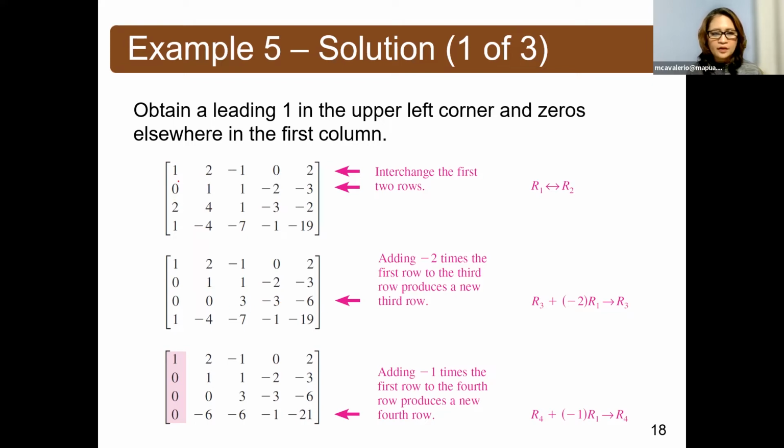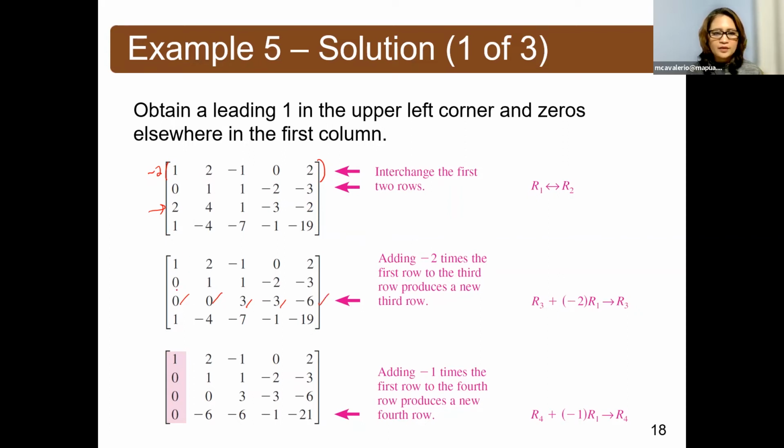So here, if I multiply this by negative 2 and add it with row 3, you have negative 2 plus 2, we have 0. Negative 2 times 2 will be negative 4 plus 4, that will be 0. Negative 2 times negative 1, that will be positive 2. 2 plus 1 is equal to 3. Negative 2 times 0 is 0 plus negative 3, we have negative 3, and negative 2 times 2 is negative 4. Negative 4 plus negative 2 is negative 6.